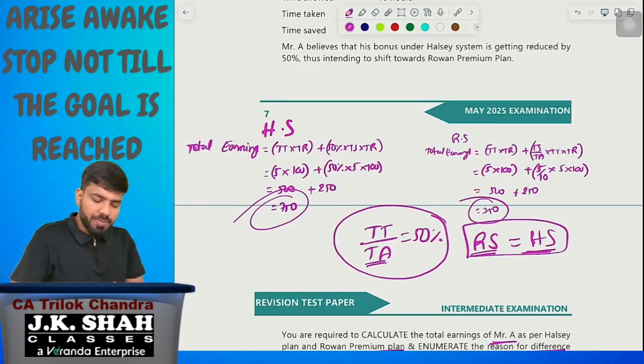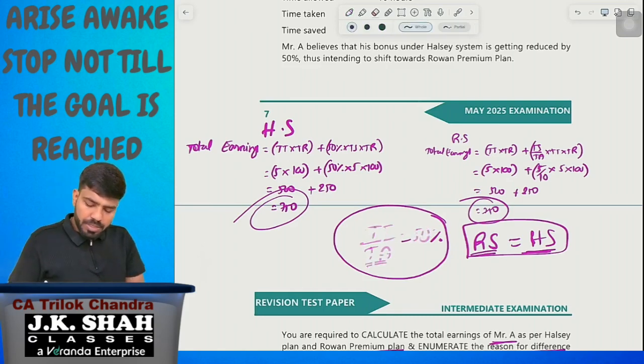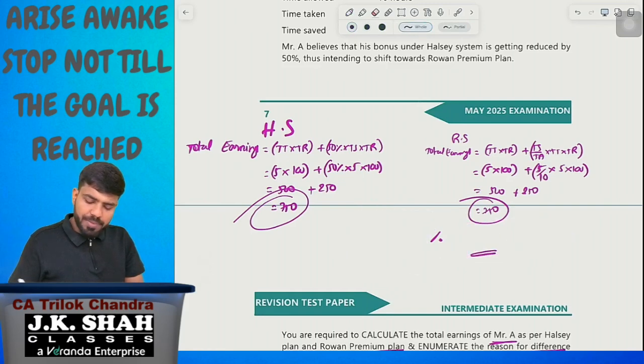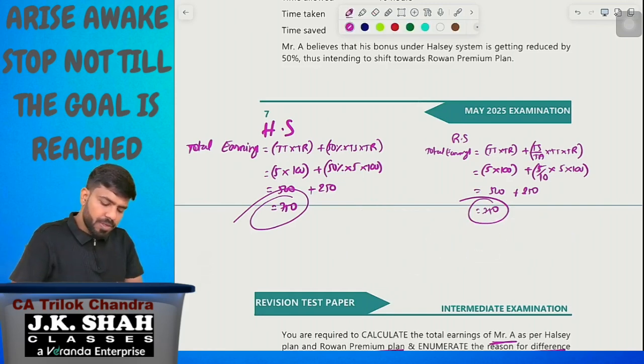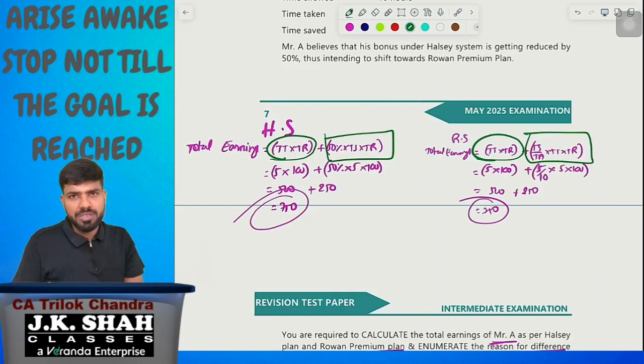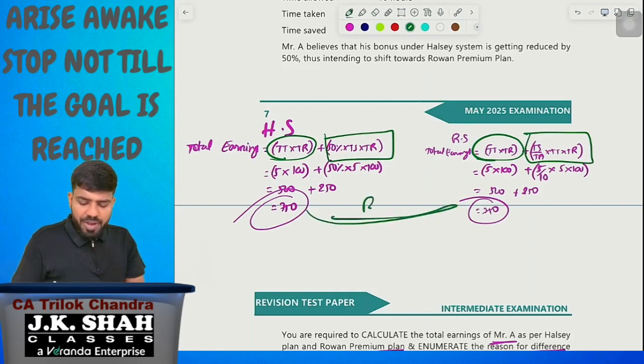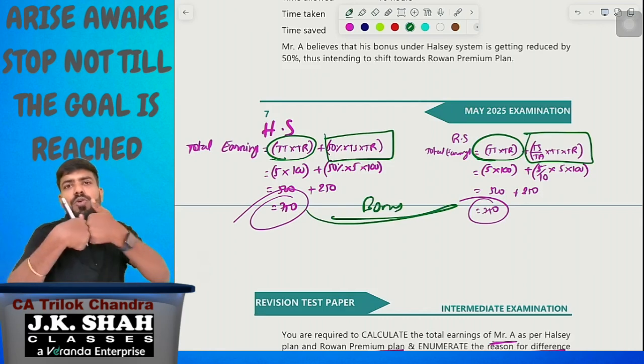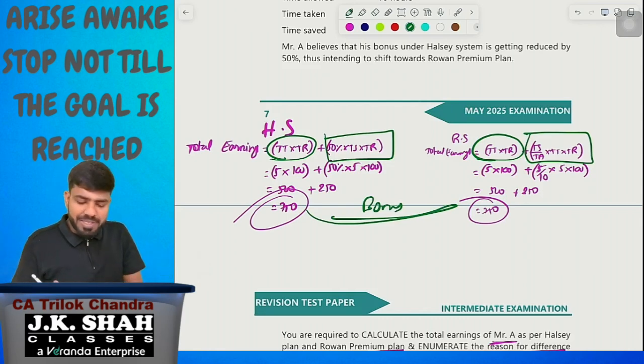How to prove that? Let me clarify. In case of Halsey, time taken into time rate; in case of Rowan, time taken into time rate. There is no change in these basic wages. The difference happens in the bonus. These two will be equal only when the bonus under the Rowan scheme and the Halsey scheme is the same. When will it be the same? Very simple.